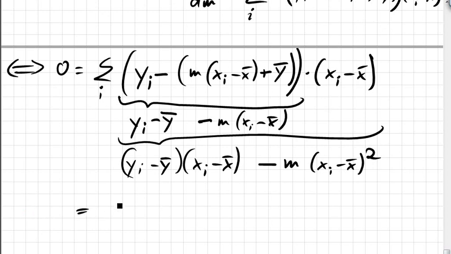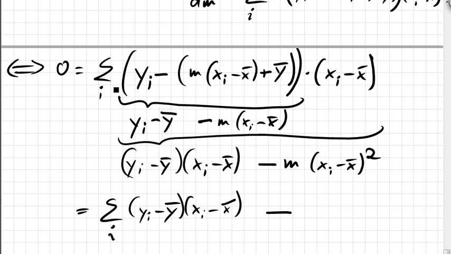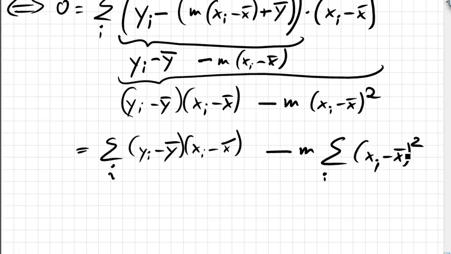So now we know 0 is the sum of how far y is away from its average times how far x is away from its average, minus the sum of m times the distance of x to its average squared, which looks like a variance if somebody remembers. Now we solve for m because that's the slope we're looking for.